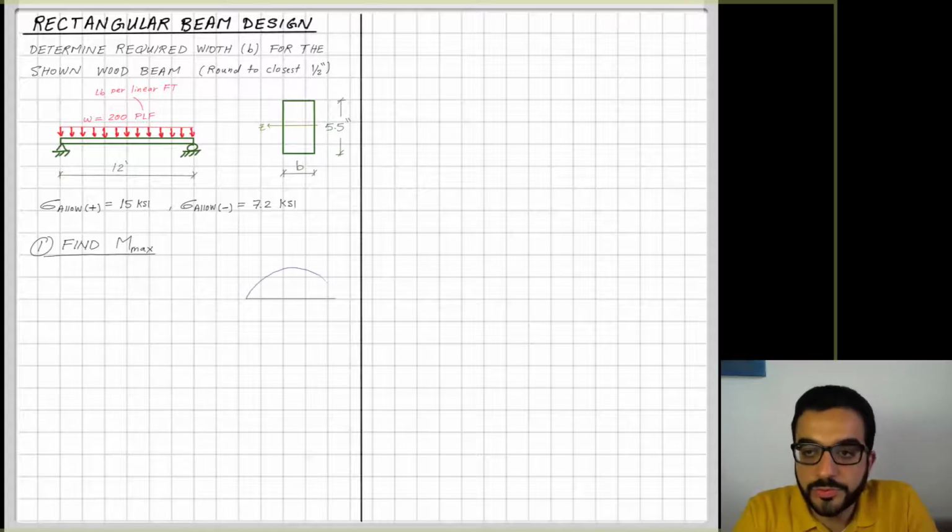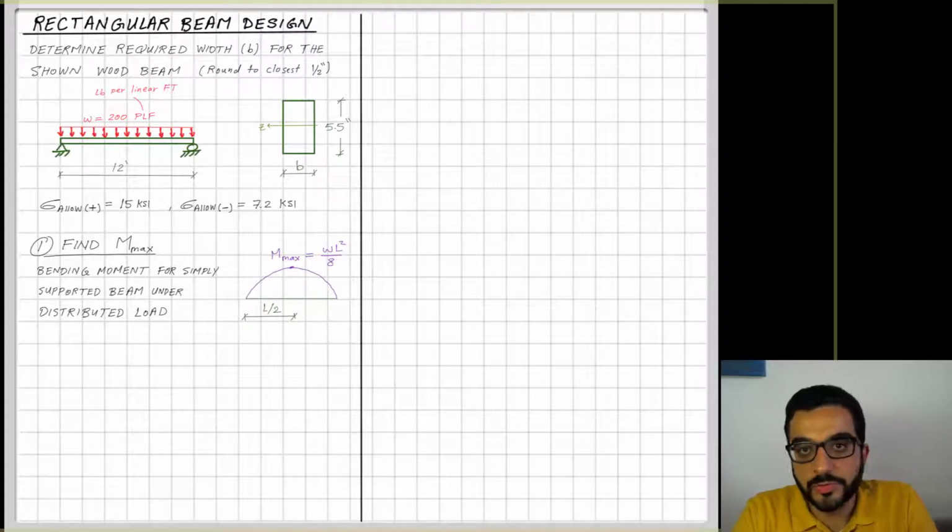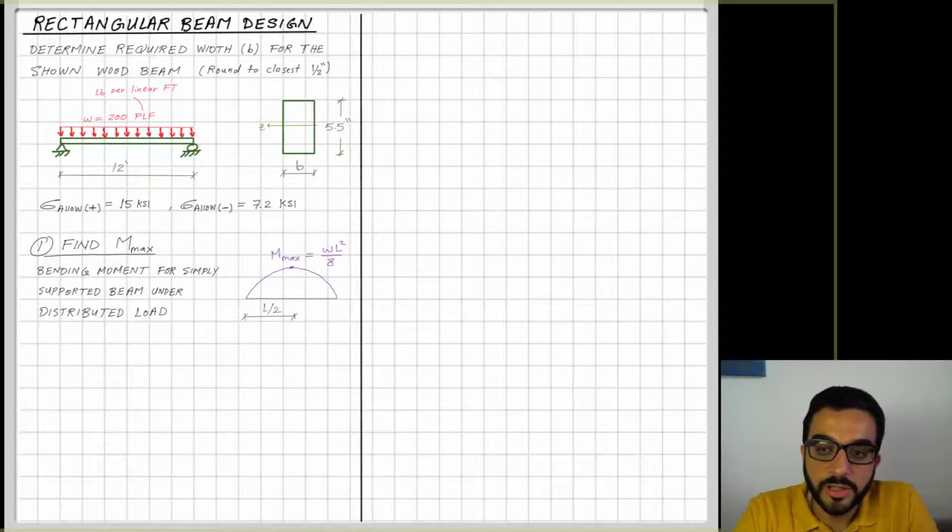So the first step here is we need to find the maximum moment. If we do the equilibrium and shear and moment diagram, you will end up with this typical moment diagram of a simply supported beam under a distributed load. By practice, people memorize that for a simply supported distributed load, the maximum moment happens at the middle of the beam, and it's equal to WL squared over 8. If you don't know that, then you will have to do the detailed statics and shear and moment diagrams. But we're not focused on that.